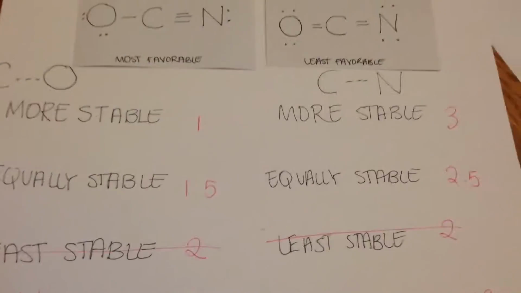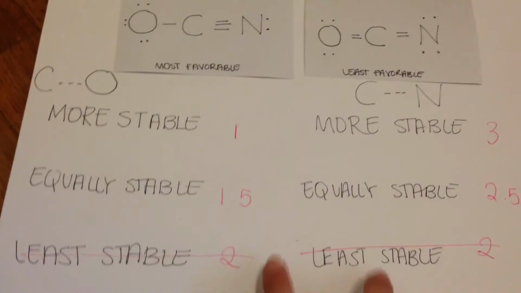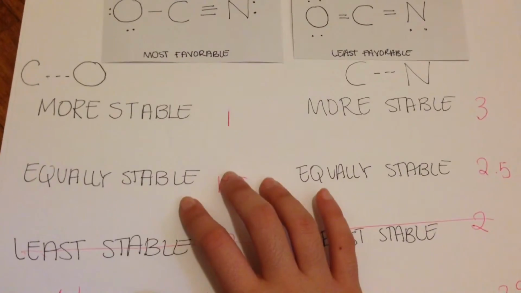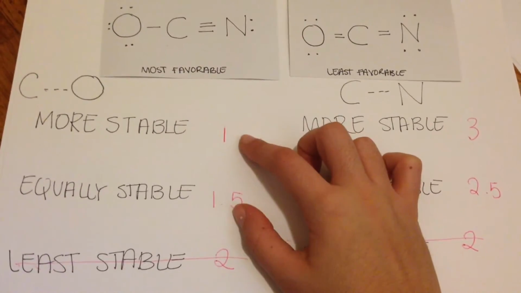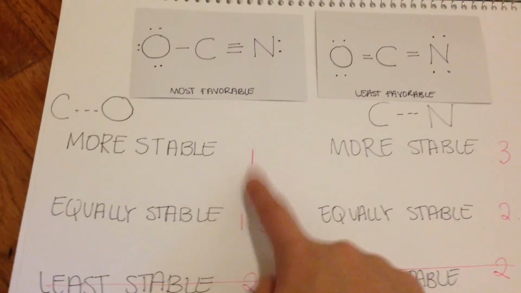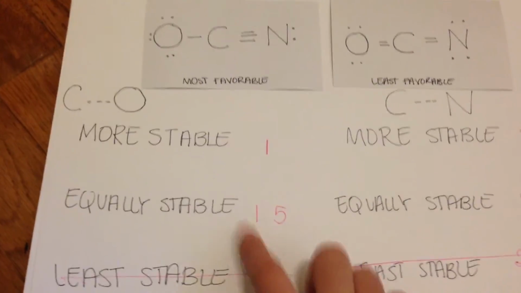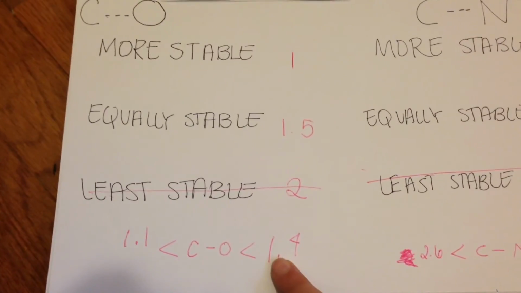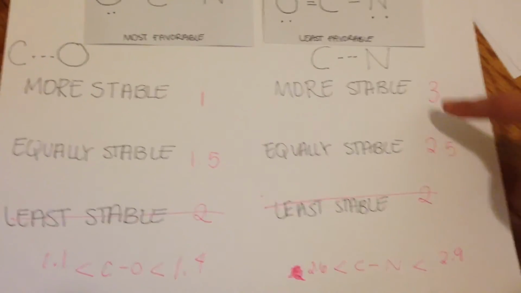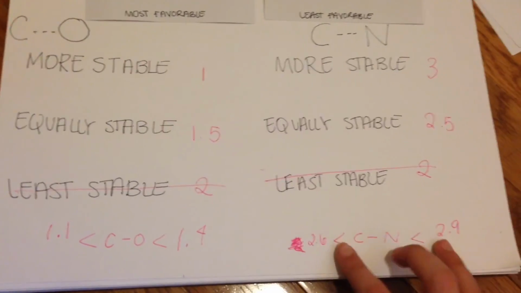To predict the bond order for both of these, we're not going to look at the least stable one, because it doesn't really depict what our structure should look like. Instead, we're going to use these. We know that these values are not really included in what our bond order is. So the CO bond should be greater than 1.1 and less than 1.4, because remember, this is not included. And for the CN bond, it should be greater than 2.6 and less than 2.9. Remember, these values are not necessarily included. That's why we use these instead.